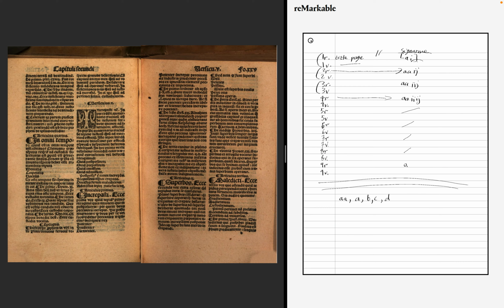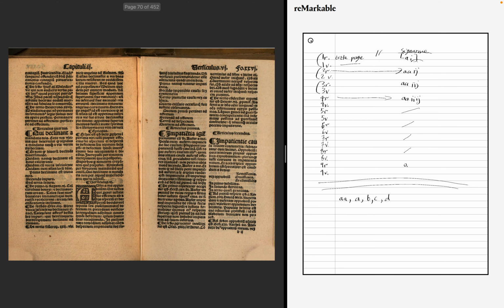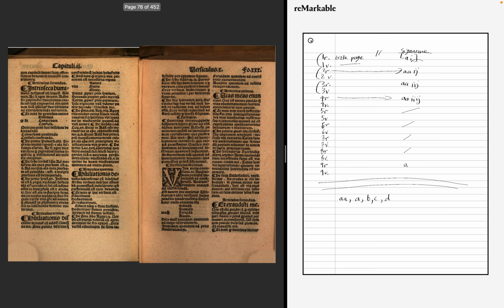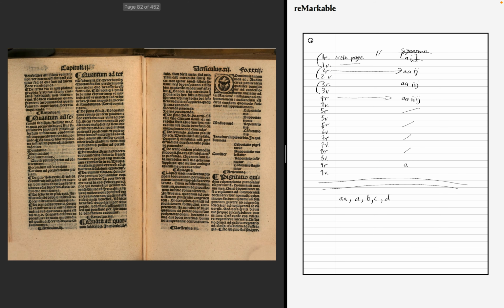Notice we're on folio 25. So 26 is D2, D3, D4, D5, D6, D7, D8, E.